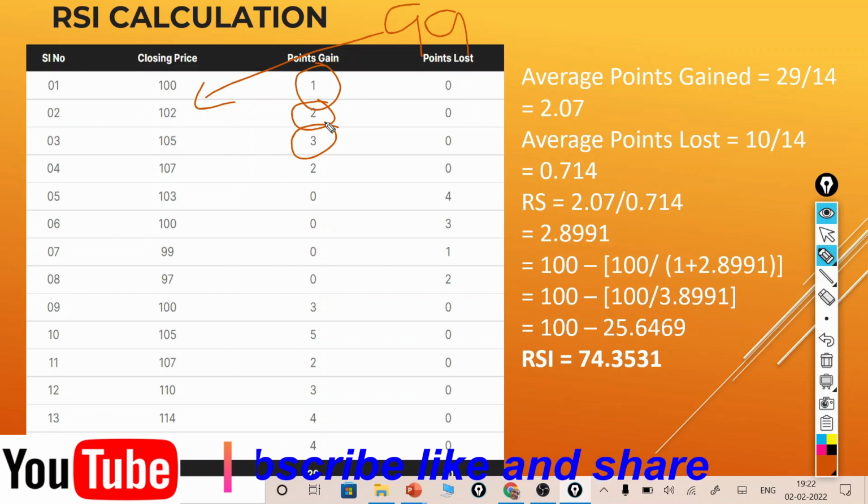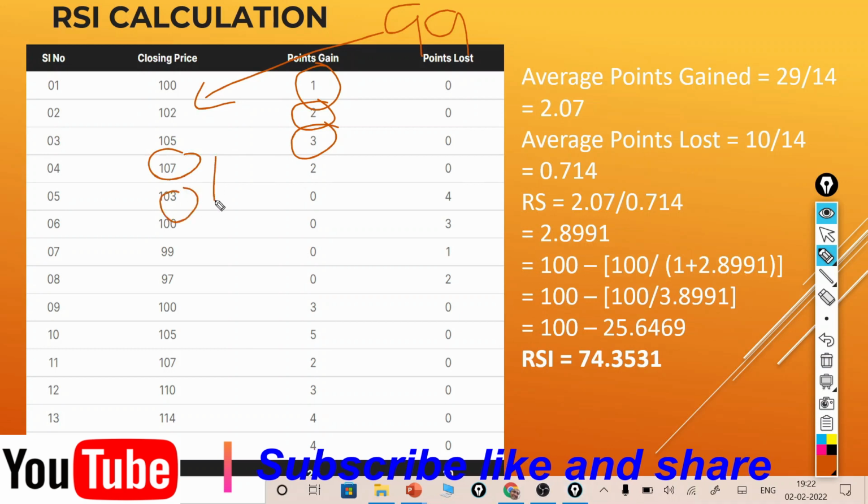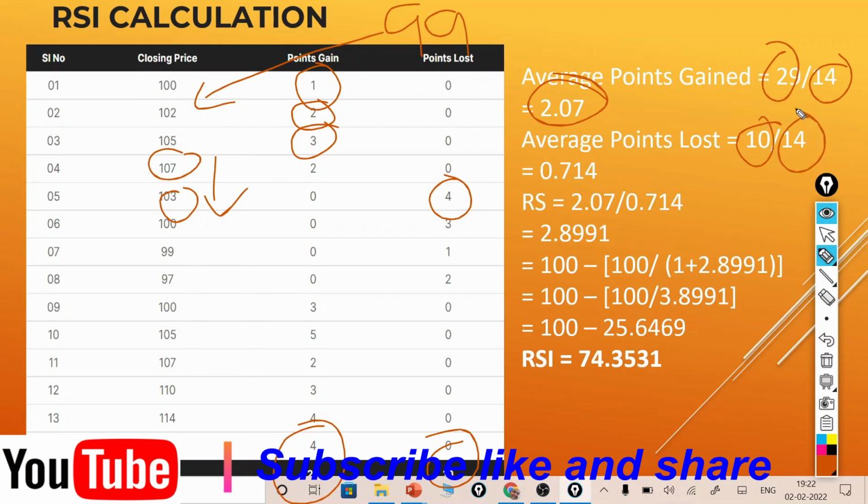So let me show you one losing day. So 107 to 103, there is a loss of 4 points. So RSI is a calculation of relative strength, that is average points gained. So total average points gained is 29, and the 14-day closing is for average calculation, that is 2.07. Average points lost, that is 10 here. So 10 divided by 14-day closing average, that is 0.714.